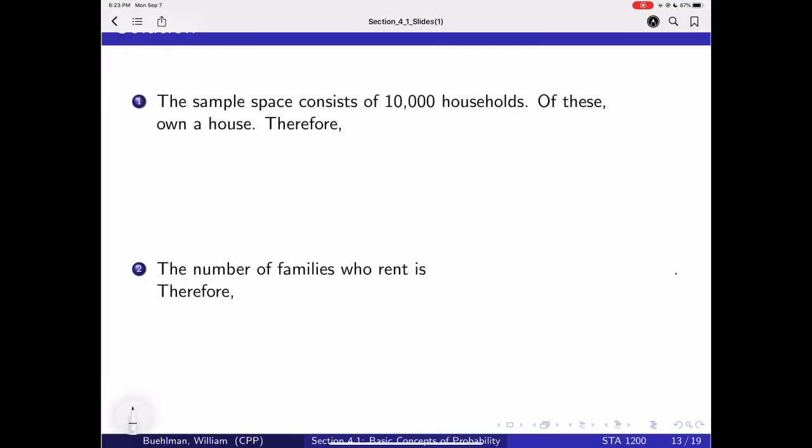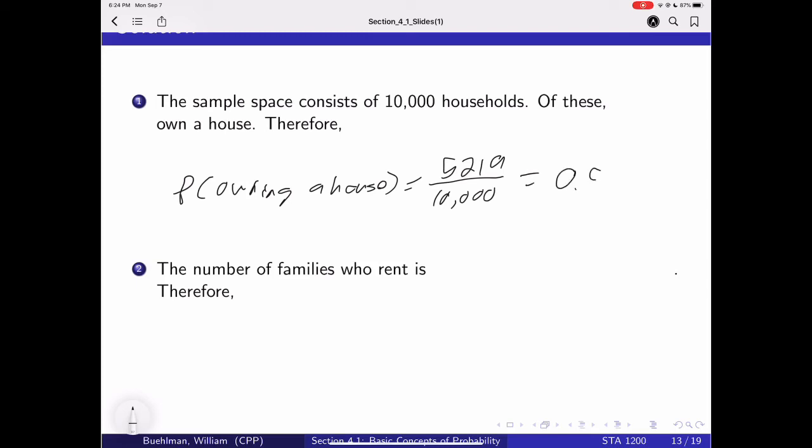To remind you, there were 10,000 households, so the sample space consists of those 10,000 households. Of those, we want to know who owns a house. So the probability of owning a house is equal to the 5,219 people that owned a house over the 10,000 that were in our sample space, which gives us 0.5219. That is the probability that a randomly selected person will own a house.